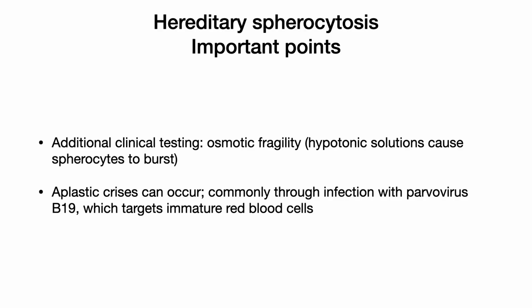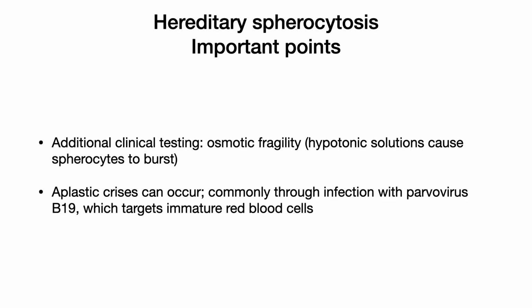So some important points. There's a test called the osmotic fragility test. If you put the red blood cells in a hypotonic solution, water is going to go into the cell. But because the spherocyte cytoskeleton is damaged, it doesn't deform the way it should. It can't swell, and when it tries to swell because the water's coming into it, it'll burst.